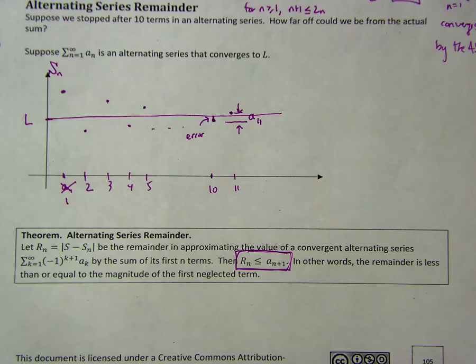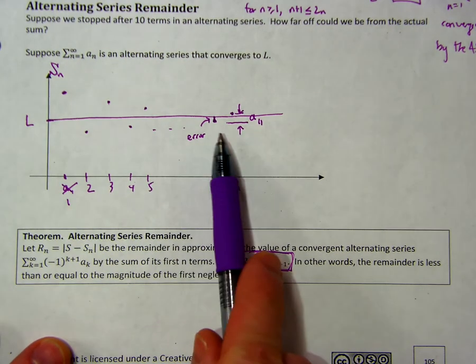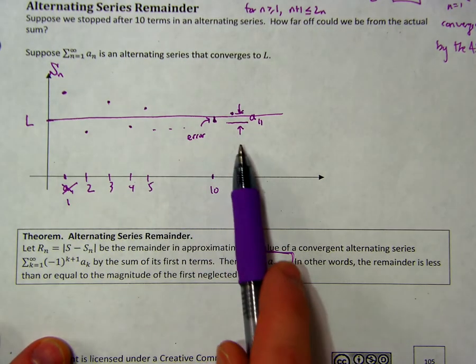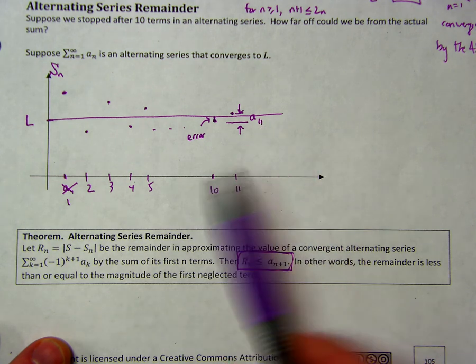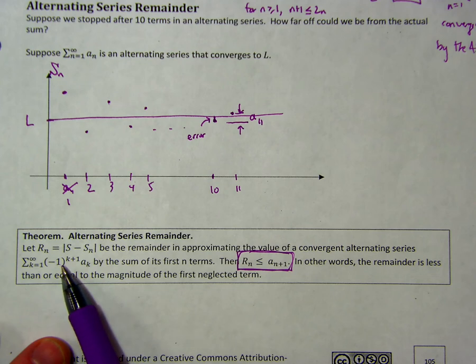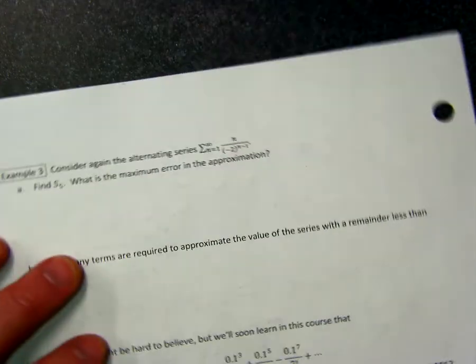All right, let's talk about the alternating series remainder. We said that the remainder, the error in approximating if we stop at a certain number, is always less than or equal to the next term in the alternating series, ignoring the alternating part of it. So the error is going to be less than or equal to the next positive portion that's either added or subtracted here. Let's look at a couple of examples and apply this.